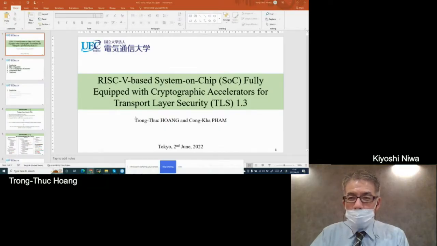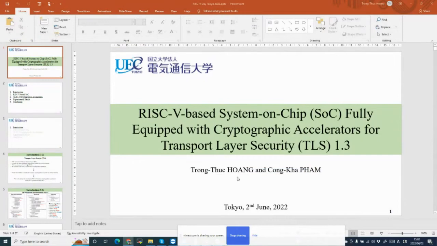My name is Trong-Thuc Hoang, and in our lab we've been working with RISC-V and security for nearly 5 years now, and we are aiming for a complete system with a cryptographic accelerator.